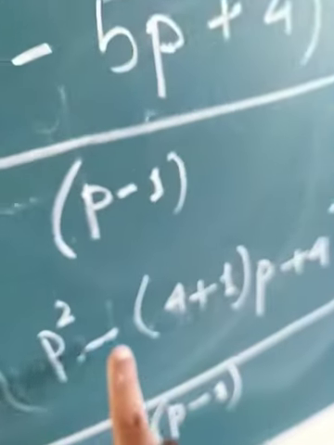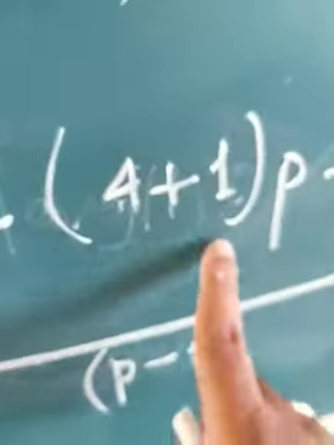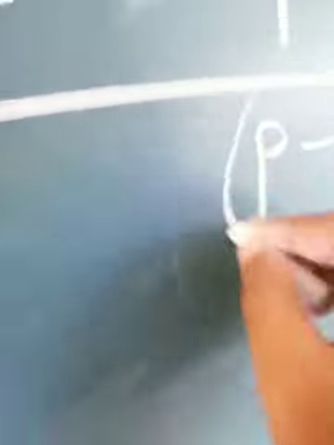Now the minus sign is outside the bracket, so minus plus would be what? Minus. So we'll write minus, and what is the other number inside the bracket? That is 1. So 1 into p is p only. Okay, so p plus 4, put it inside the curly bracket, and divide the whole expression by p minus 1.